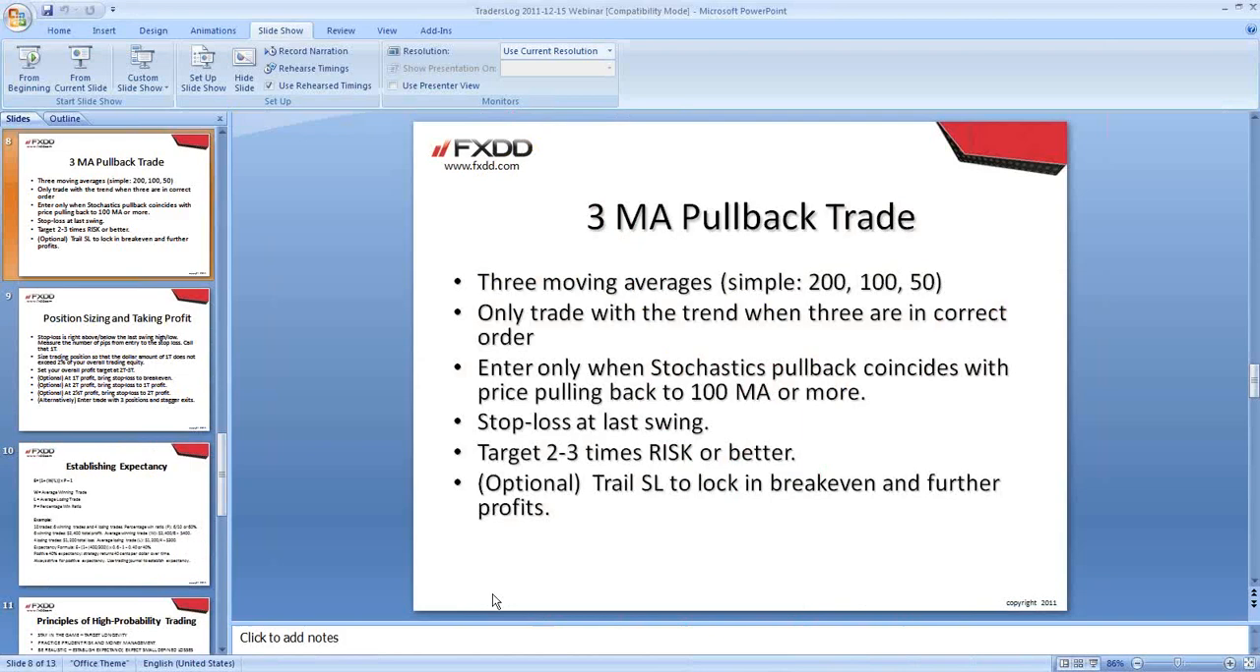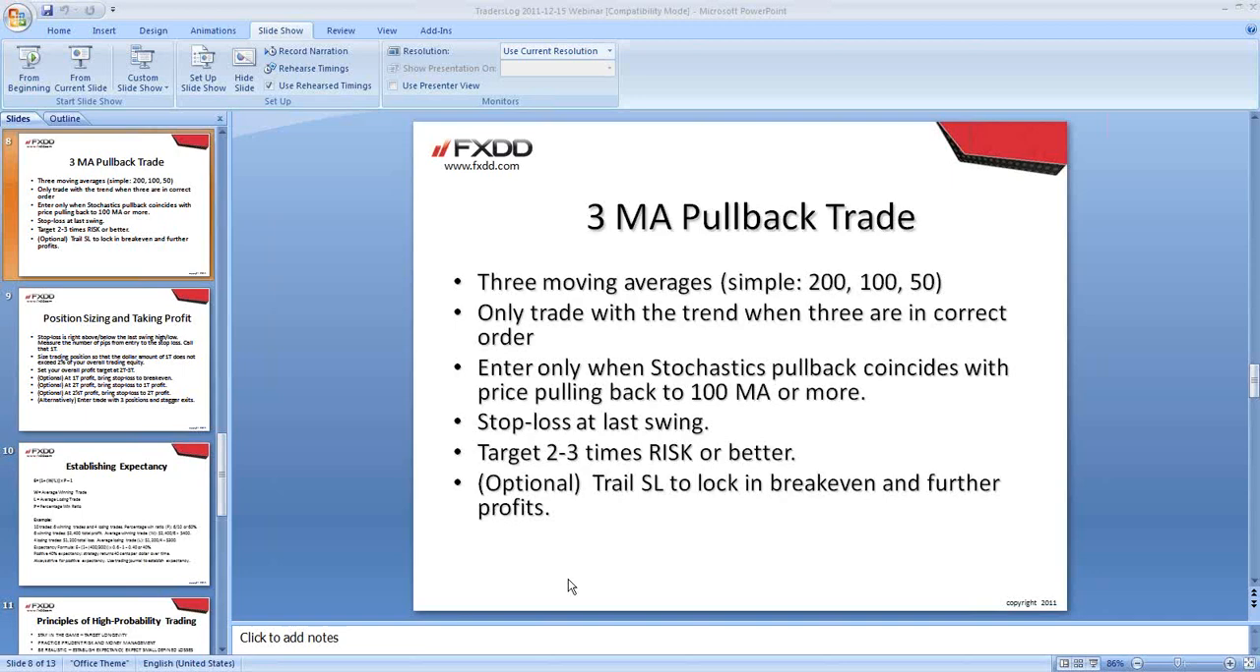Let me take a look at the questions here. So your entry is when stochastics is back into 20 or 80, yes? Okay, my exact entry is in an uptrend, if you're going long, is when the stochastics crosses above the 20 line. It crosses and closes above the 20 line. Okay. In a downtrend, my exact entry is when the stochastics crosses and closes below the 80 line.